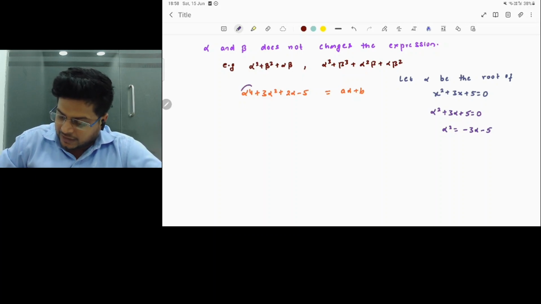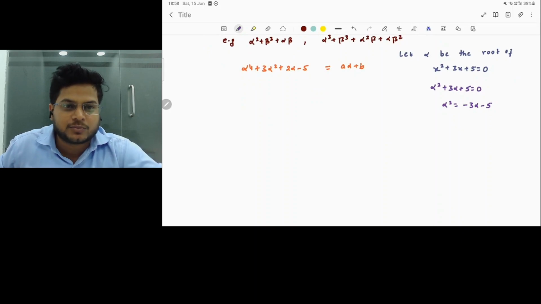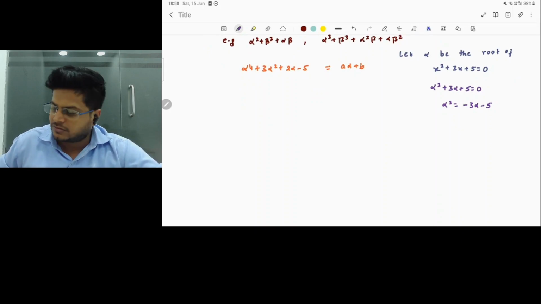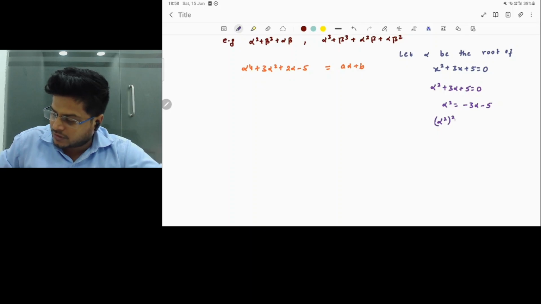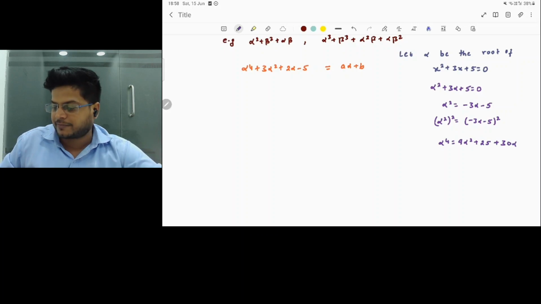Then I can see there is an alpha to the power 4, isn't it? So how to generate this alpha to the power 4? Simple thing, you can square it. So when you square both the sides, you get alpha square square equals negative of 3 alpha minus 5 whole square. So left hand side we get alpha power 4, right side we get 9 alpha square plus 25 and then plus 30 alpha.